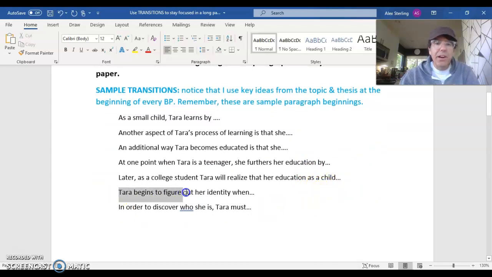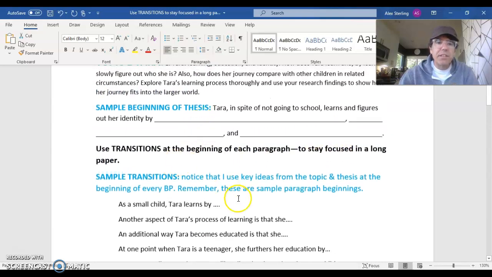Tara begins to figure out her identity when, in order to discover who she is, Tara must. So at the beginning of each paragraph throughout a very long paper, remember this one, you might be on page 7 or 8 or 9 by this point. So your reader won't remember your thesis, won't remember your main theme unless you stay focused on it.